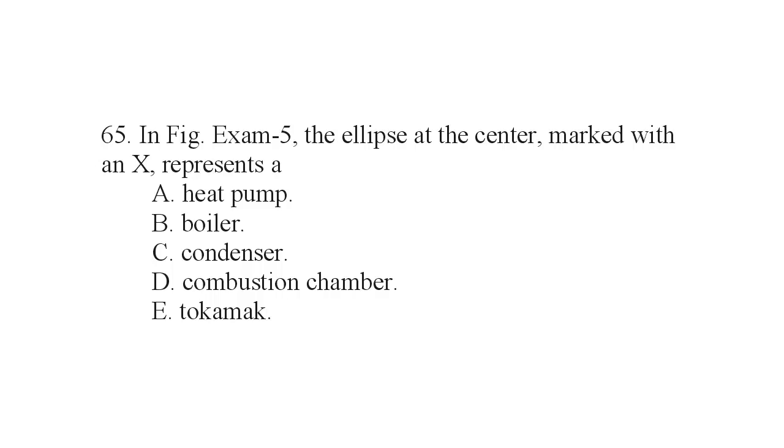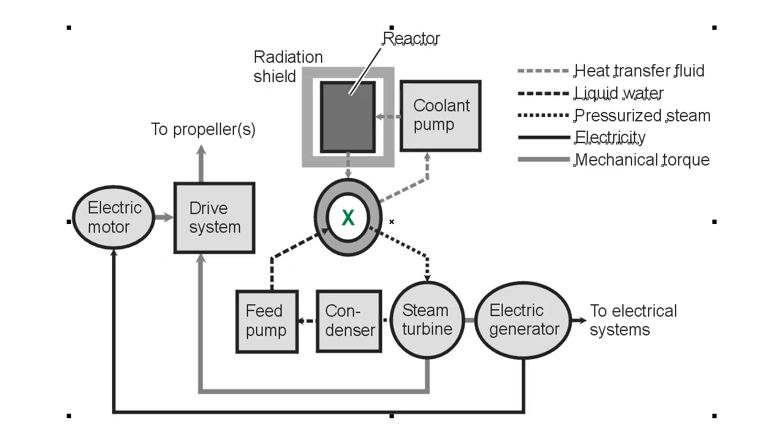So the question is, what is that thing marked X? And the answer is choice B. It is a boiler. So let's go ahead and look at that diagram, figure exam-5. I've rearranged the geometry of the diagram, but all of the interconnections are the same as they appear in the printed book on page 324.